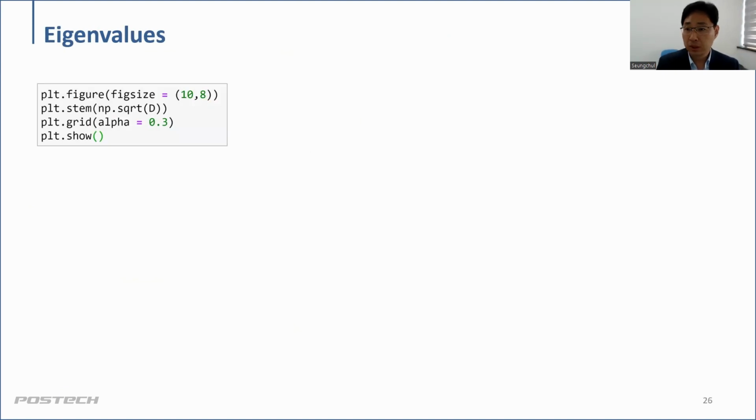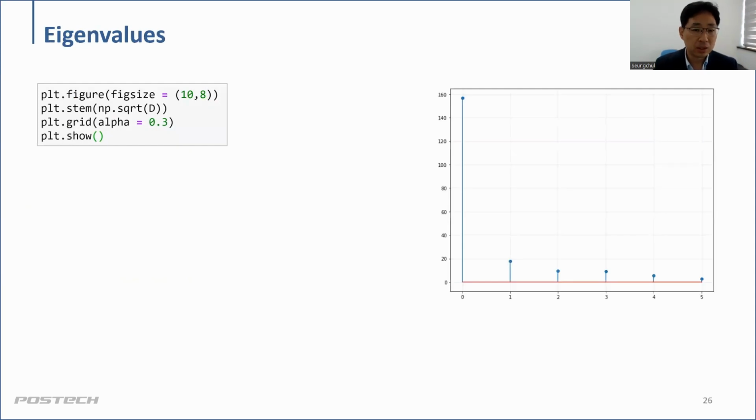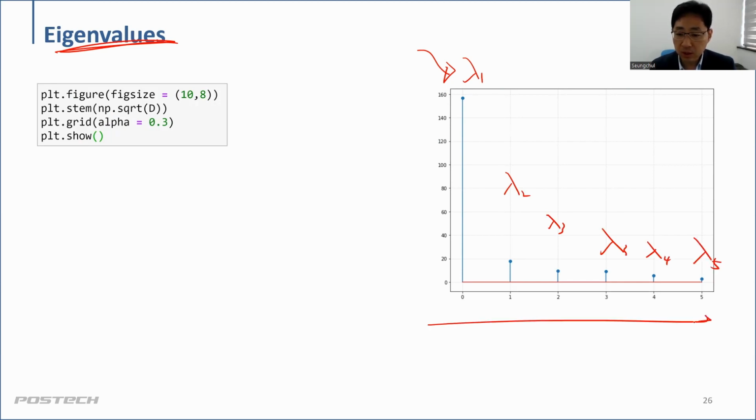Actually, we can compute it, but you don't have to do the computation by hand. We can use Python. We know that it's from the eigen analysis, so let's compute the eigenvalues and eigenvectors. And this is what we got. This is the eigenvalues, lambda 1 and lambda 2, and so on. Then from here, you guys can get some kind of insight.